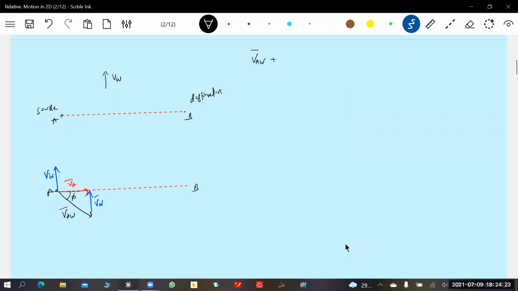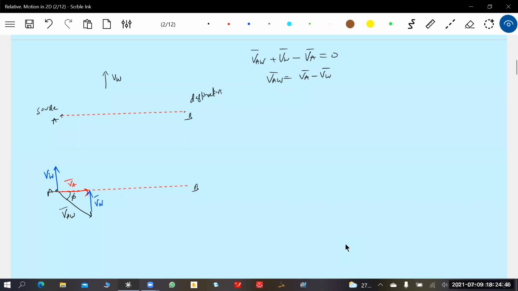VAW bar plus VW bar. I'm moving from tail to head for VA bar. So VAW bar equal to VA bar minus VW bar. I don't know, some books give the first diagram, but this should be the correct one. If the velocity of aircraft with respect to wind is directed like this, the wind will push so that the resultant velocity will be along path AB.